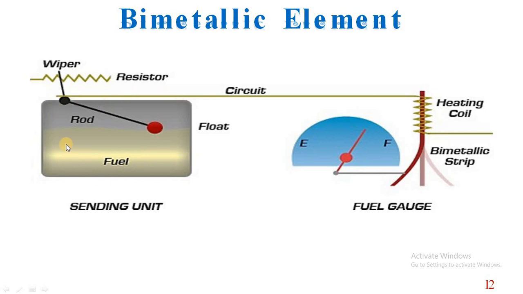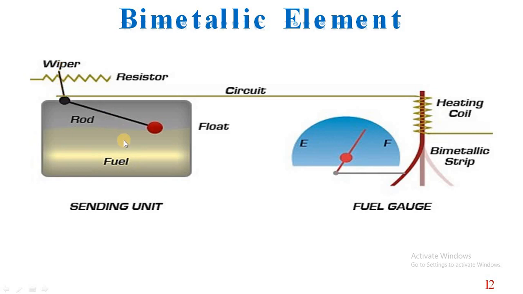Inside this tank we can see there is some fuel level. We have one rod to which a float is connected. This float is a hollow one. As the fuel level rises, this float will also rise, and if the fuel level decreases, then this float will come to the bottom level. The movement of this float causes the angular displacement of this wiper.